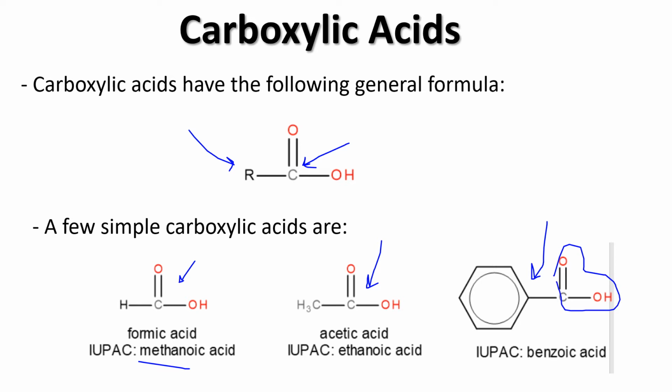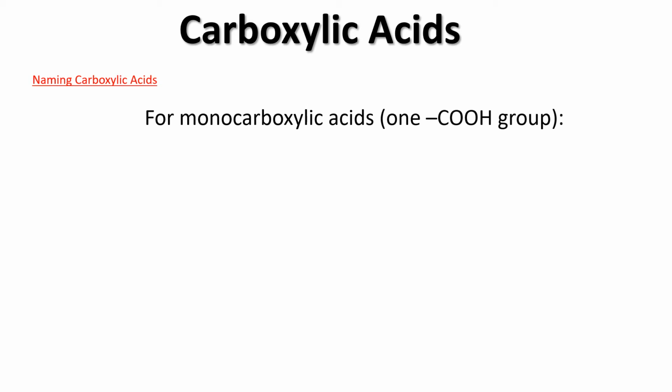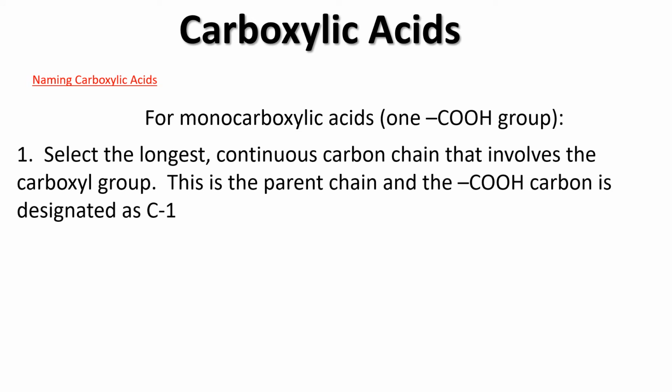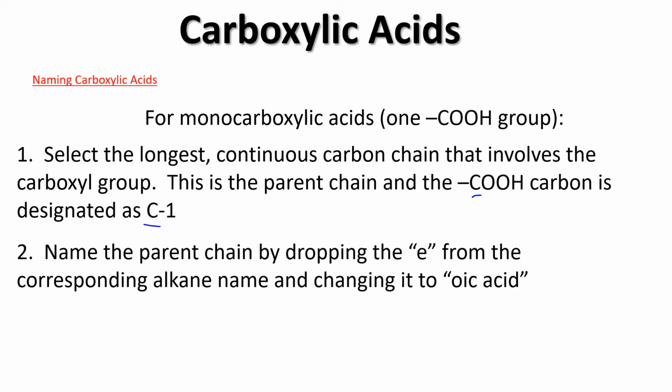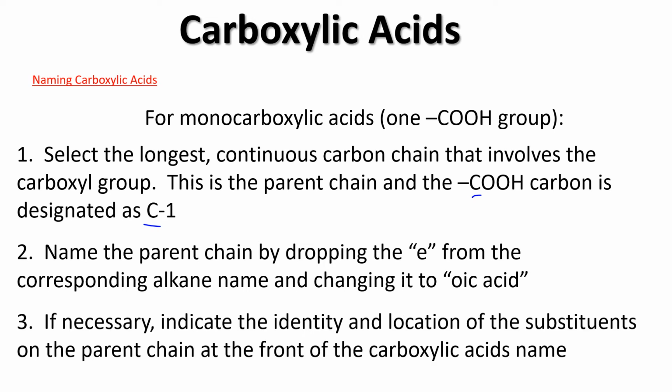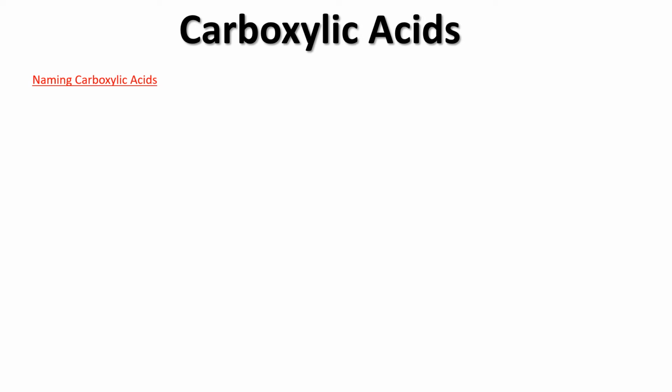So let's look at naming next. We're going to name some acids, and we'll only look at ones that contain one of these COOH groups. First, you're going to select the longest chain that involves the carboxyl group, and like I mentioned before, this C here is going to end up being the primary C1. Then you name the parent chain by dropping the E from the corresponding alkane name and changing it to oic acid, like we saw in the other ones, methanoic acid, and so on. If necessary, indicate the identity and location of the substituents on the parent chain in front of the carboxylic acid's name.